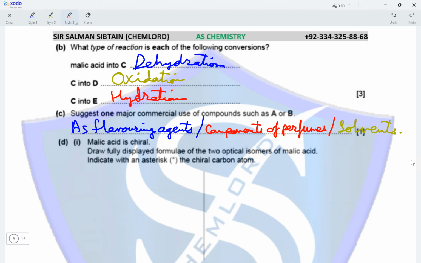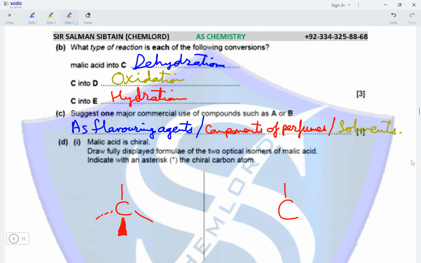Malic acid is chiral. Draw the fully displayed formula of the two optical isomers of malic acid. Indicate with an asterisk the chiral carbon atom. So, the carbon atom in malic acid that is chiral would be the one having a hydrogen atom on it, a CH2COOH group on it, a COOH group on it, and an OH group on it.